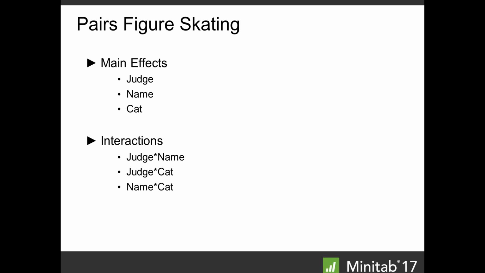So maybe certain judges tend to give higher scores to artistic impression, while others tend to give higher scores to technical merit. So that would be a judge category interaction. How those do relative to one another depends on which judge it is. Then there's a name category interaction. So of course, certain skaters may be better at artistic impression than they are at technical merit. That makes perfect sense.